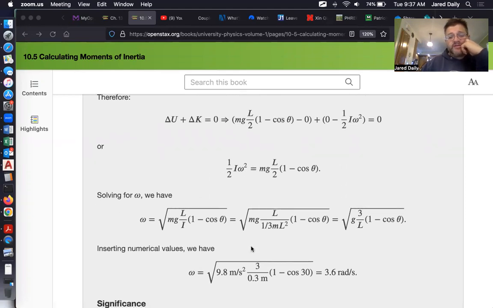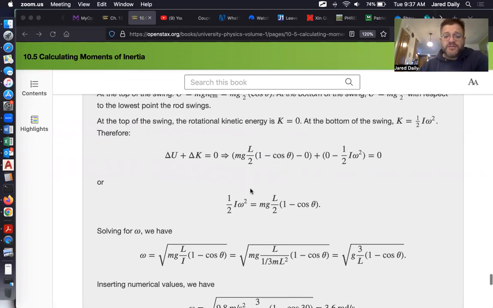So at those different heights of our swing, if we take the difference between them to get delta U, we take the final minus the initial, this is what we get. They've actually factored out the mgL over 2, so it's just 1 minus cosine theta here.